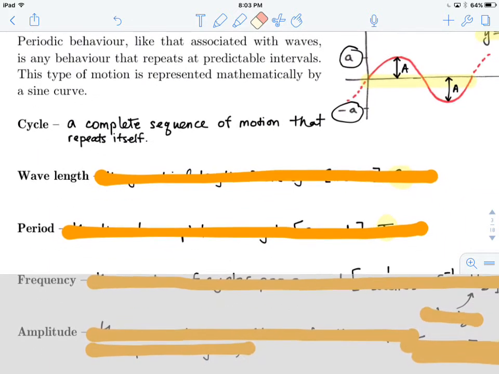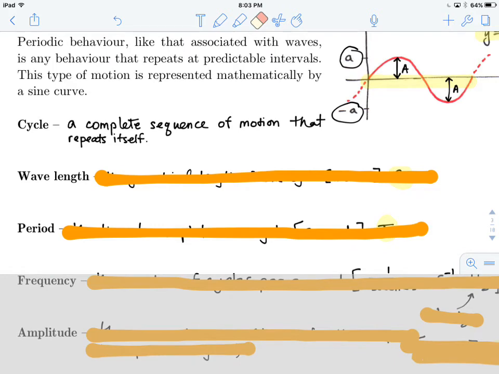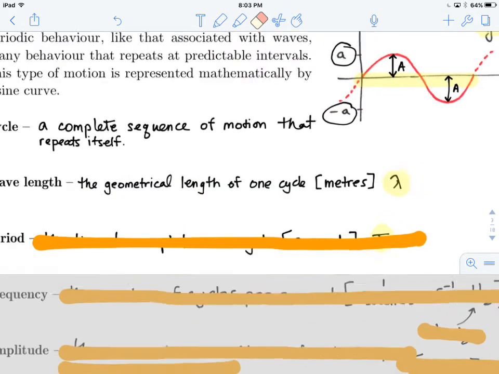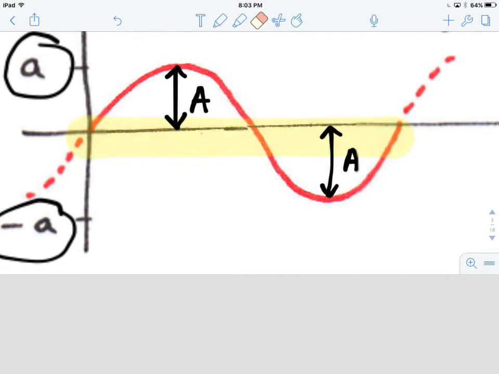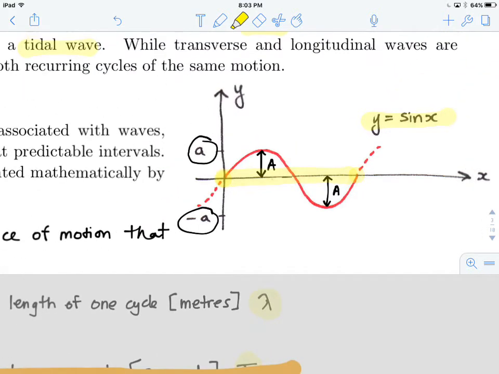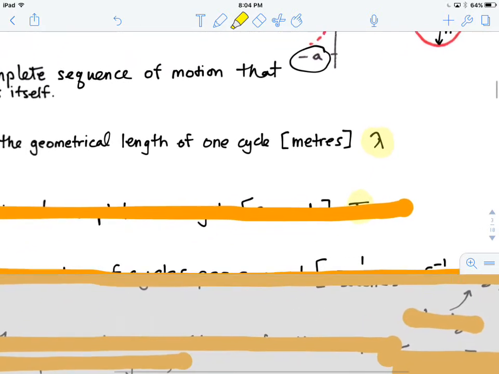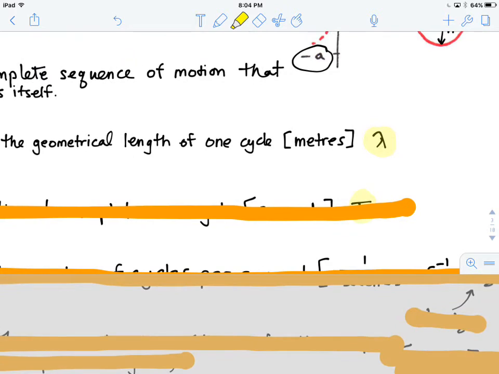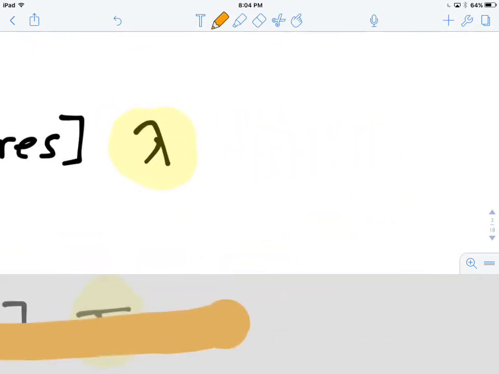The wavelength, then, is the physical, the geometrical length of one cycle. And here, I've sketched this. If we go from the start point of this wave to the end point of this wave, and we were to measure this distance x, this would be the wavelength. This is the length of the wave. We measure it in meters, and it's given the symbol lambda.